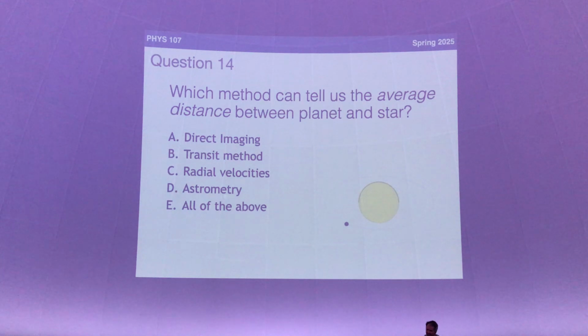So if I can get the average distance between the planet and the star, for this particular one, it's going underneath, it's not going in front of the parent star. Direct imaging, transit method, radial velocities, astrometry, all of the above. Which of them can tell me the exact distance between the star and the planet?